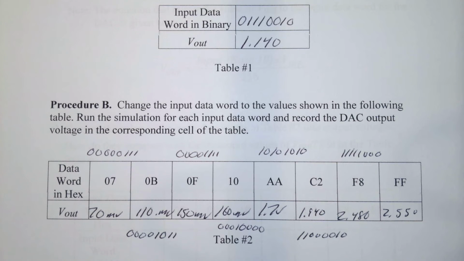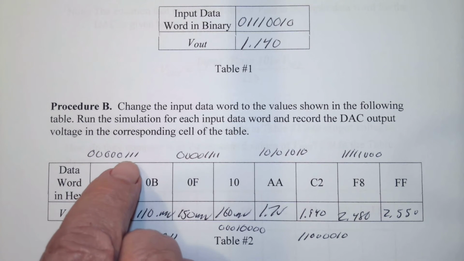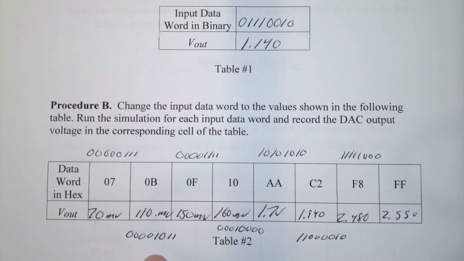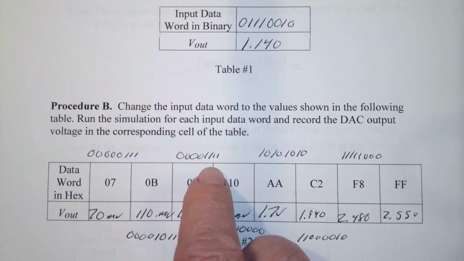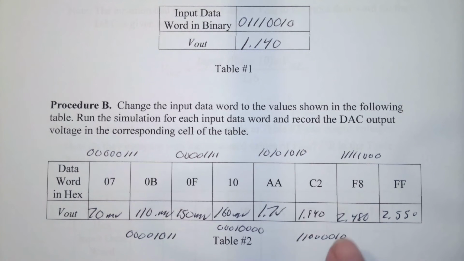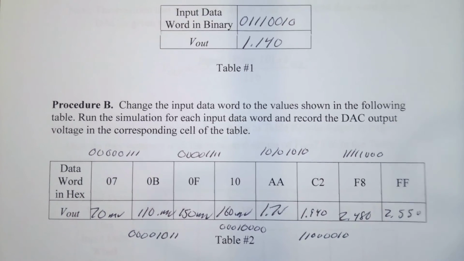Then I put in different data words in hex. The first one was 07 hex, which is shown up above here as this value in binary: 5 zeros followed by 3 ones. Then we put in 0B in hex, which is shown down here, 0F in hex, 10 in hex, AA in hex, C2 in hex, F8 in hex, and FF, which is all ones, 8 ones.